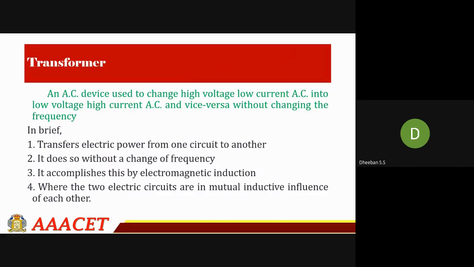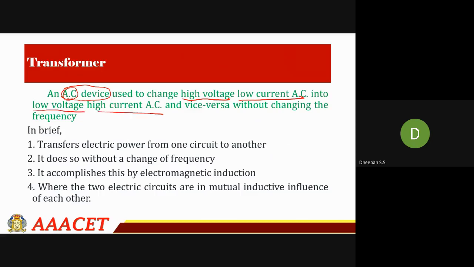First, you have to know about the transformer. So what is a transformer? The transformer finds application everywhere. First, you have to know for what purpose we are using transformers. The primary point is that it is an AC device. You have to know whether it is an AC or a DC device. It is an AC device which is used to change high voltage, low current AC into a low voltage, high current AC.